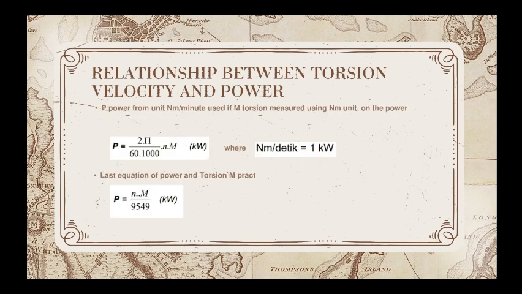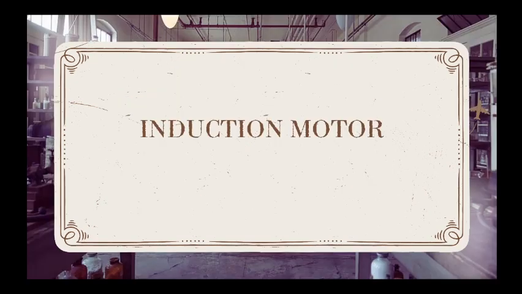P power is in units of Newton meter per minute if M torsion is measured using the Nm unit. On the power, P equals 2P divided by 60 times 100 Newton per meter, where Newton per meter per second is equal to 1 kilowatt. The last equation of power and torsion M, practically P equals N times M divided by 9,547 kilowatt.